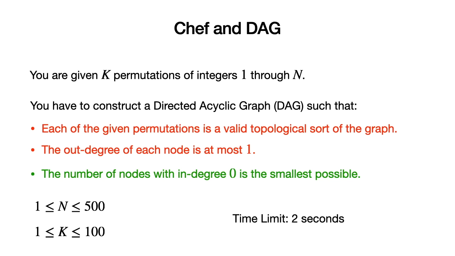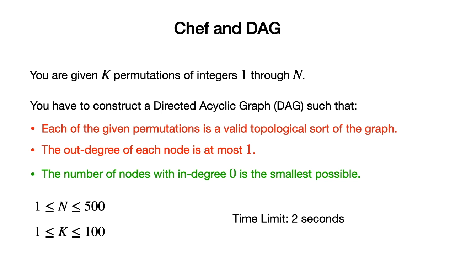Now, there are three conditions that you have to satisfy with this directed acyclic graph. The first condition is that each of the given permutations is a valid topological sort of the graph. We'll discuss what this means later in the presentation. The second condition is that the out degree of each node is at most 1. And the third condition is that the number of nodes with in degree 0 is the smallest possible. So here we have two conditions which define the validity of the graph, and we have a third optimization parameter which defines how good our solution is. Okay, so let's analyze each of these parts individually.